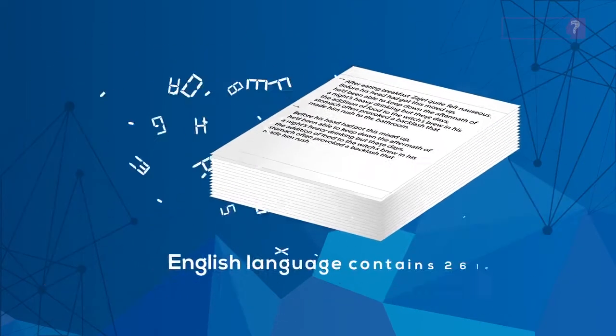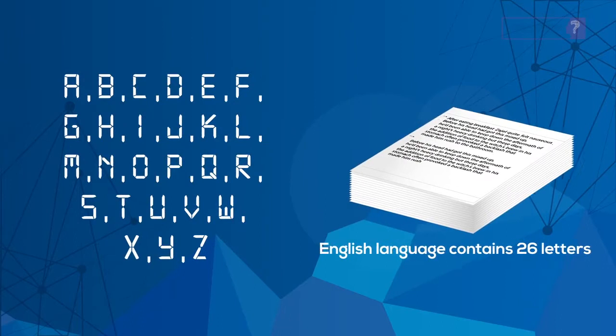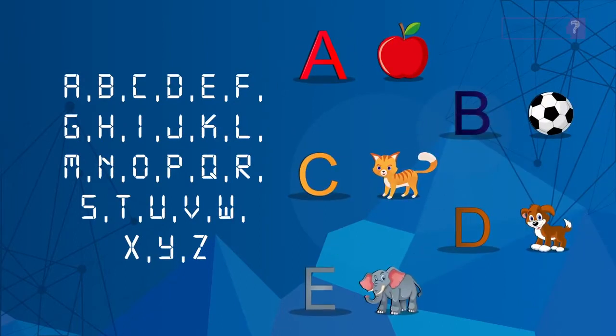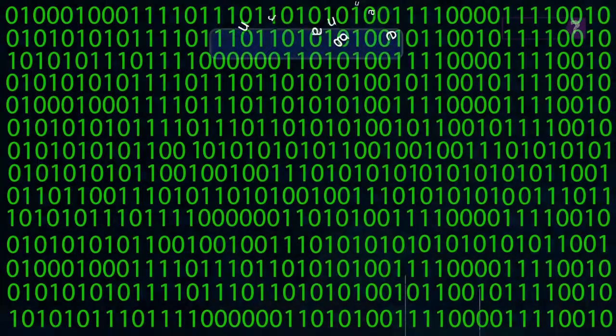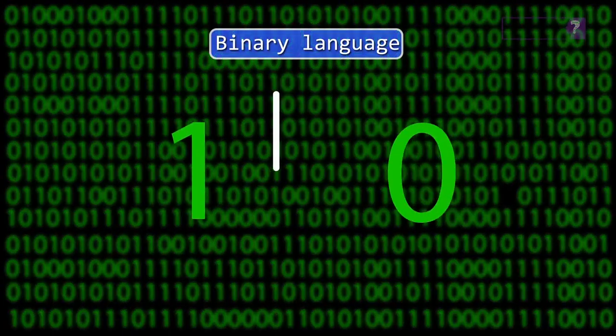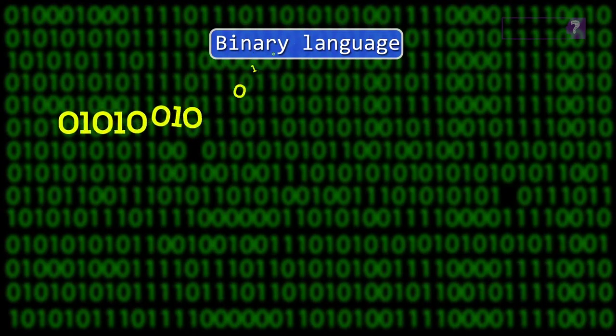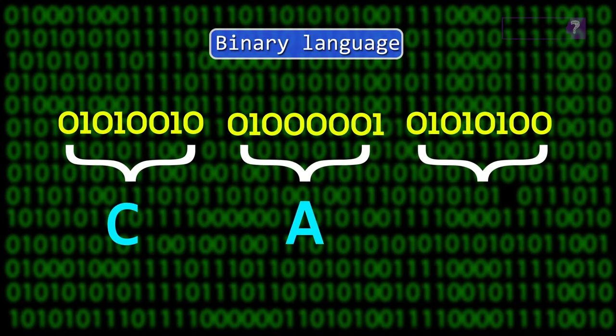The English language contains 26 letters, and different combinations of these letters create different words and different meanings. But binary language contains not 26 letters, but just two values, namely 1 and 0. And different combinations of 1s and 0s create different meanings that the computer can understand.